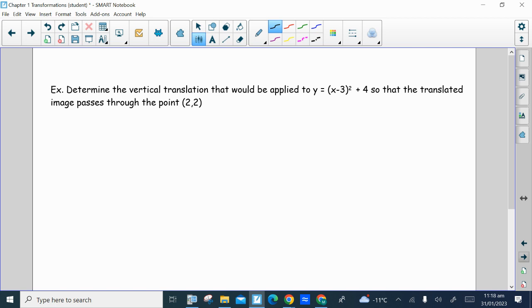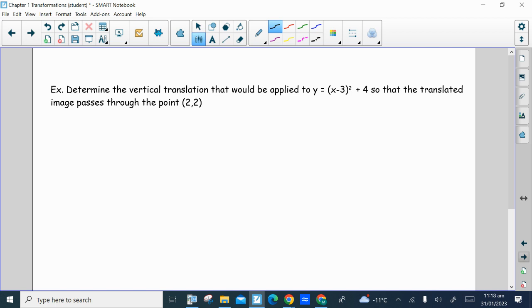The word determine is important. On a diploma exam or on a unit exam or a quiz, when you see the word determine, that means you got to show your work. What steps did you follow in order to get your solution? And in many cases, it'll say determine algebraically. So again, you need to show the steps you did algebraically in order to get your solution.